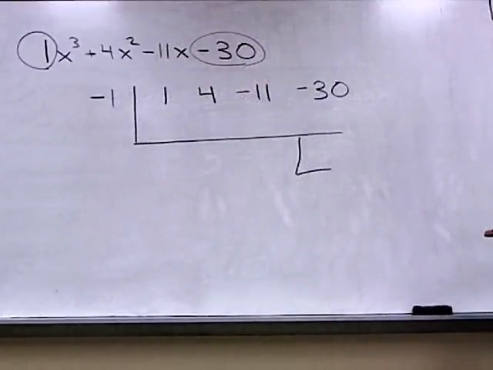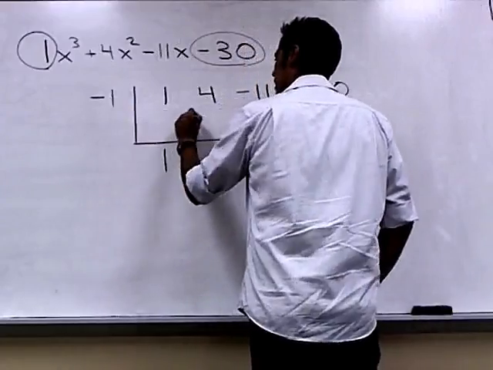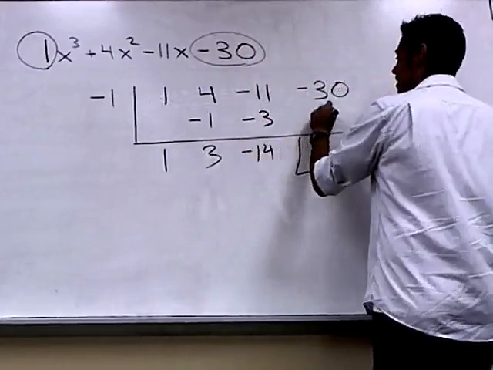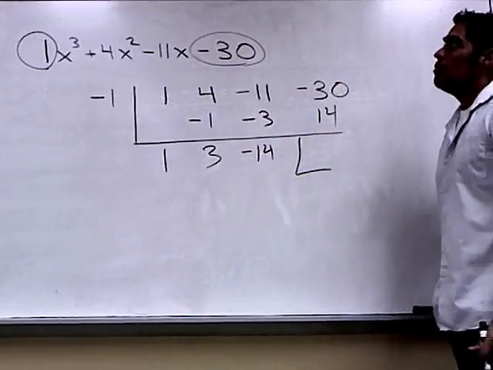We already know 3 is going to work, right? But let's just act like we didn't. 1 comes down here, -1, then we get 3, and then we get -3, and then we get -14, and then we get 14, and that does not work.